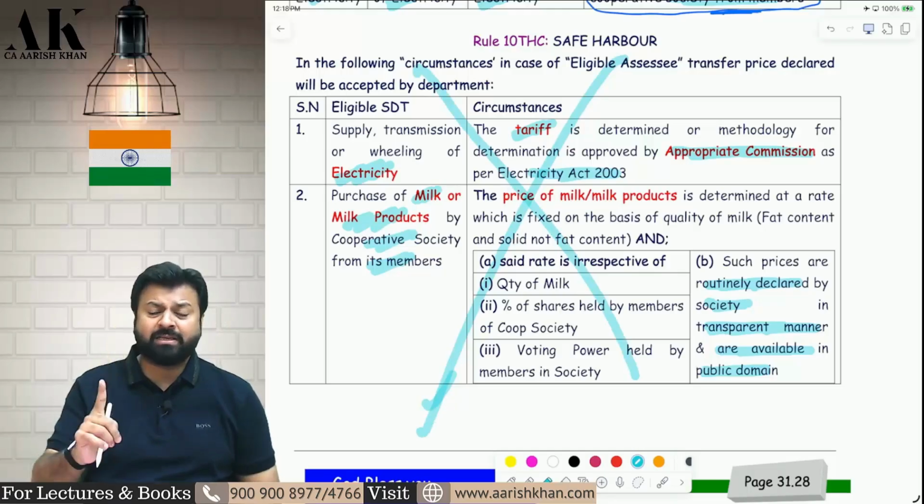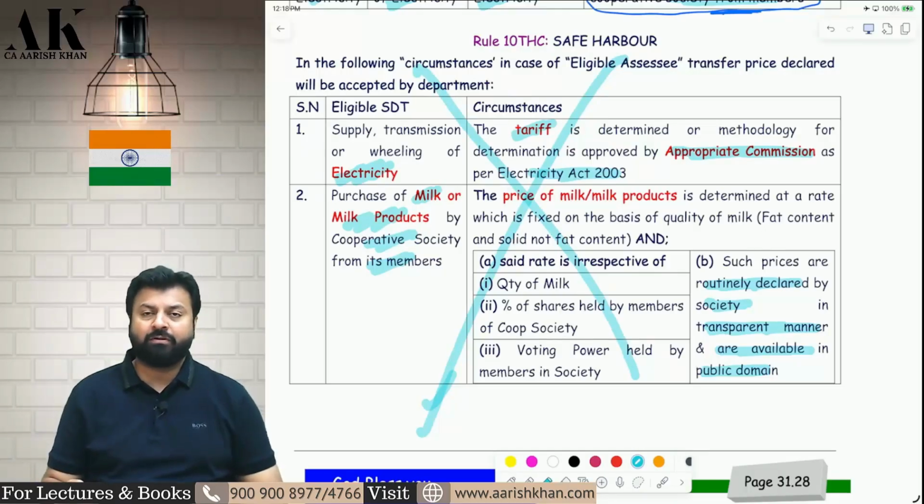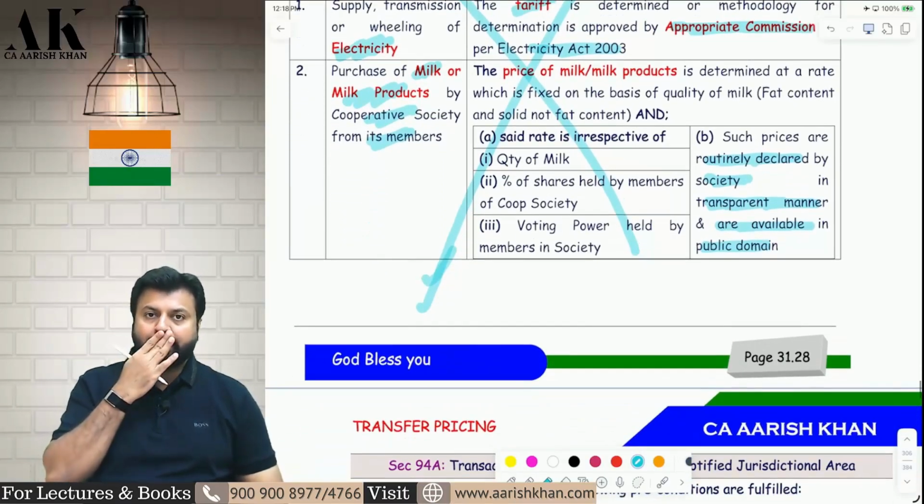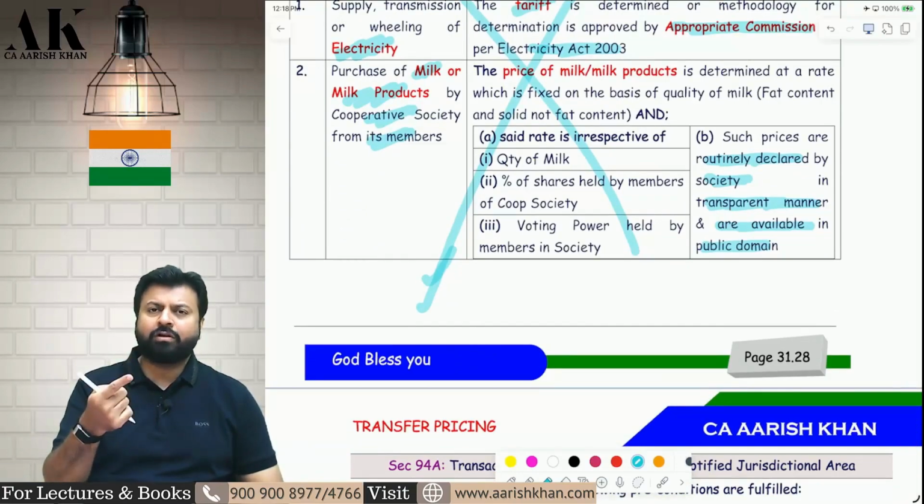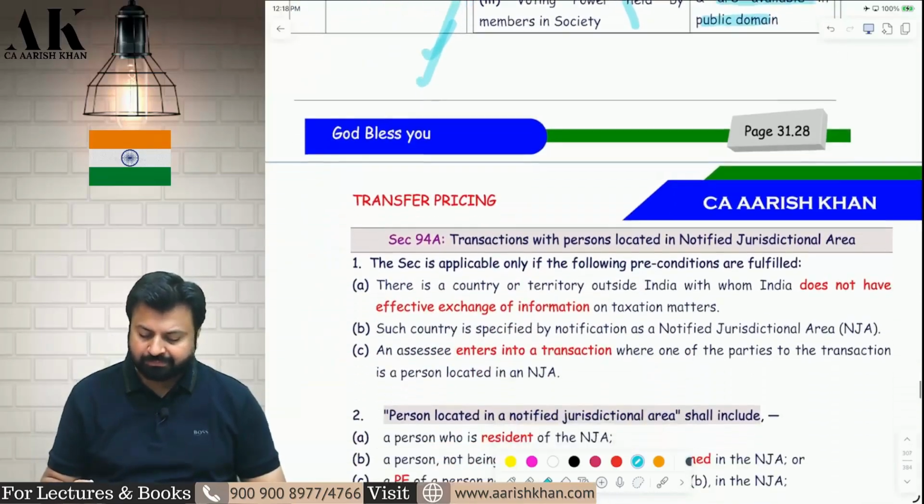Yes, international transfer pricing is important for the exam. Be very careful with that. I have also made some practical questions on that, for which I have shared the PDF. If you have not got the PDF, comment below. I will share the PDF with you.